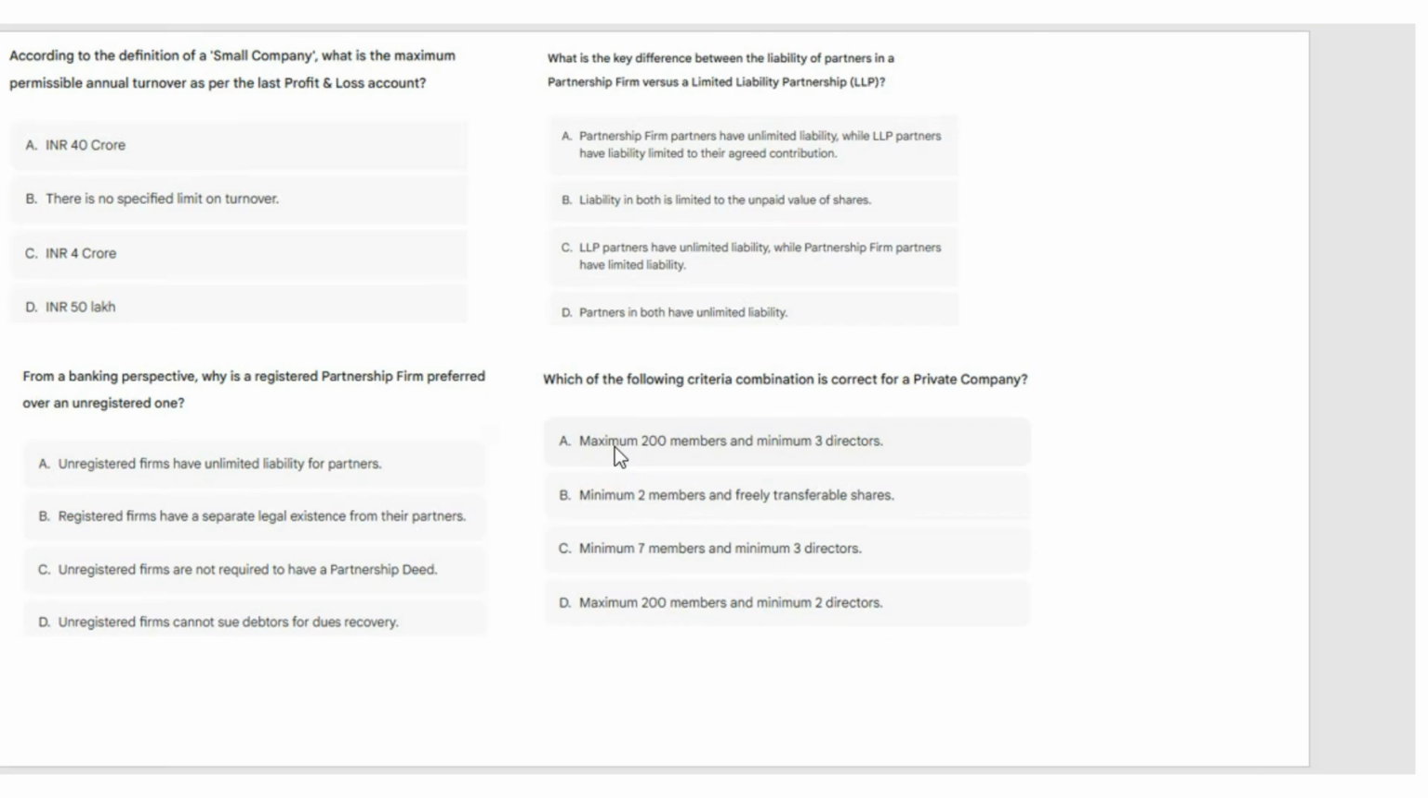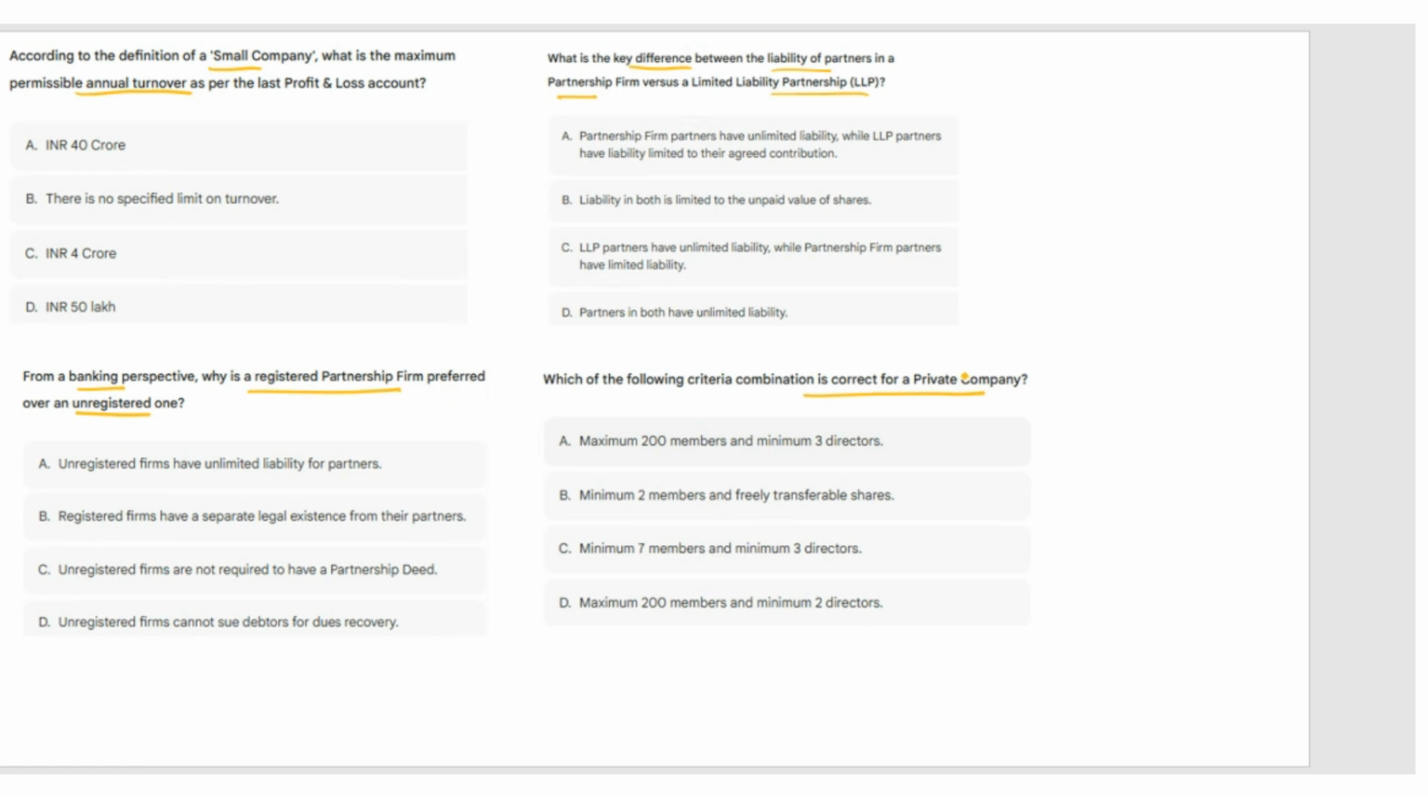Before we start our session, let's see what kind of questions are asked from this topic. According to the definition of small company, what is the maximum permissible annual turnover? Then, the key difference between liability of partners in a partnership firm versus LLP. Then, from a banking perspective, why is a registered partnership firm preferred over an unregistered one? Which of the following criteria combinations is correct for a private company? So these are the kind of questions expected from this topic.